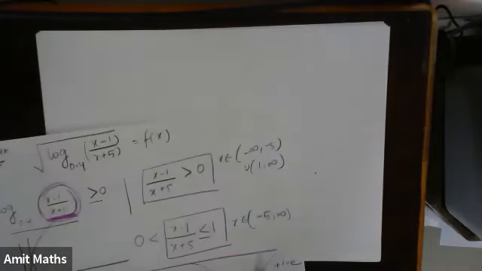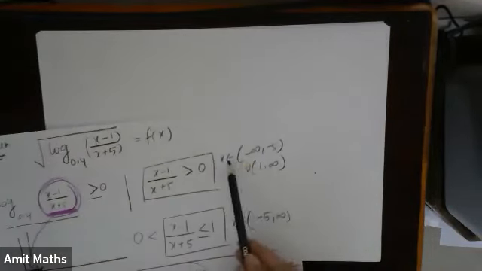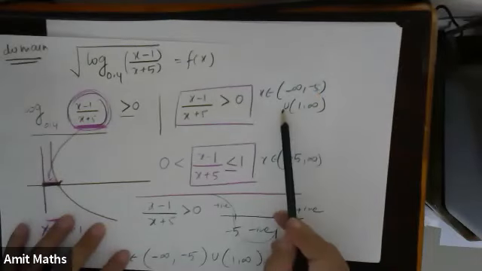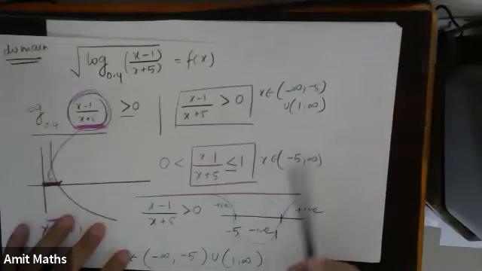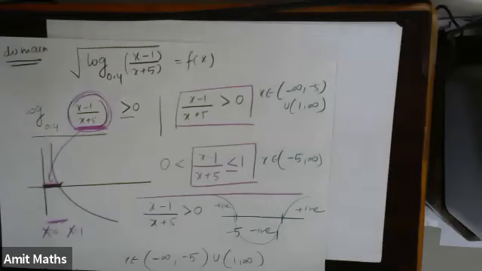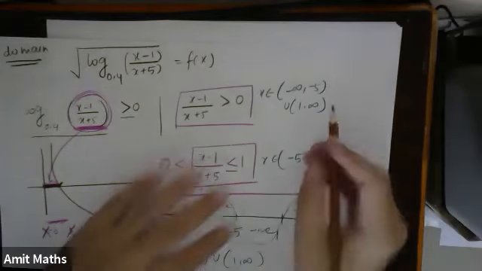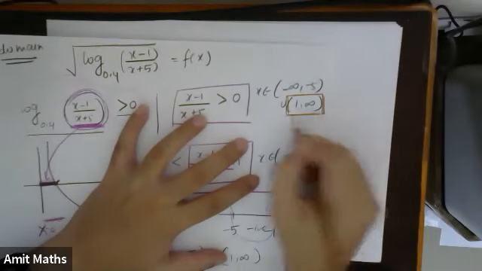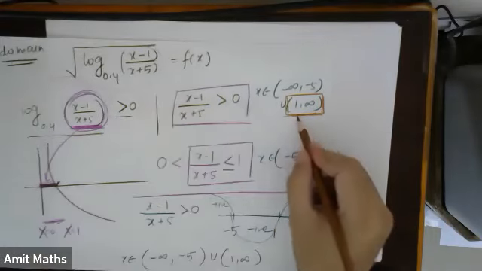Okay. Now see, in the first part, we have got x belongs to minus infinity to minus 5 and then union 1 to infinity. And from the second part, we have got x belongs to minus 5 to infinity. Then what do you think will be the intersection of both of them? Intersection of these two will be from 1 to infinity.